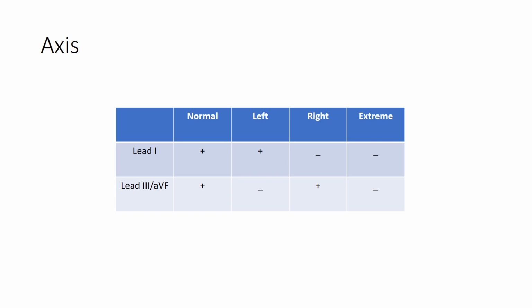This is a normal axis. And when lead 1 has positive QRS deflection but lead 3 or lead AVF has negative QRS deflection, then the axis is leftward. And when lead 1 has negative QRS deflection and lead 3 or AVF has positive QRS deflection, the axis is rightward. And when the QRS complexes in both lead 1 and lead 3 or AVF are negative, this is called extreme axis deviation.